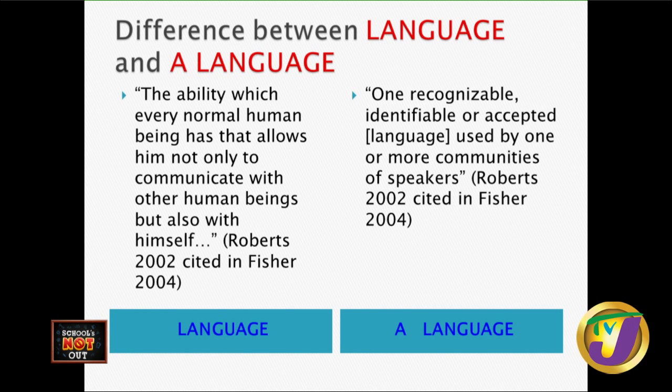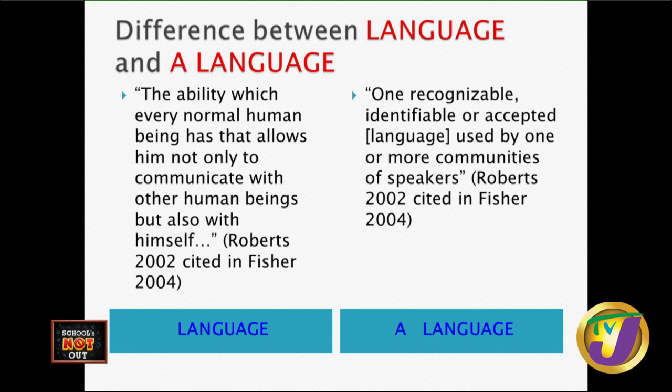When we speak of language, we are talking about the ability which every normal human being has that allows him not only to communicate with other human beings, but also with himself. And this is from Robert, cited in Fisher. So we are realizing that language allows us to communicate not only with others, but with ourselves. So we are not mad.